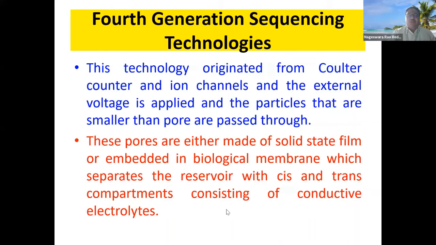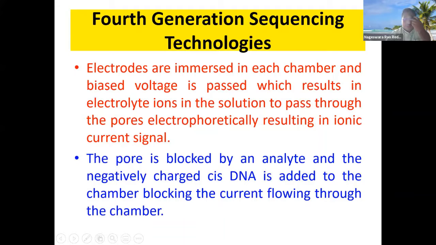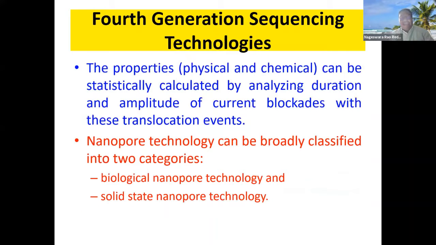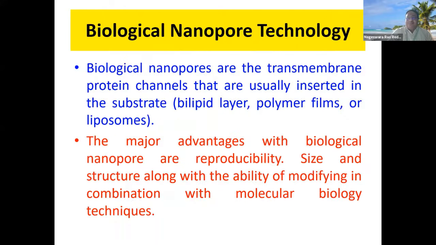Okay, Coulter counter. To have this, there are two types of materials used for generating this electricity and DNA sequence. What are they? First one is biological nanopore technology and membrane. Second one is known as solid state nanopore technology and membrane.